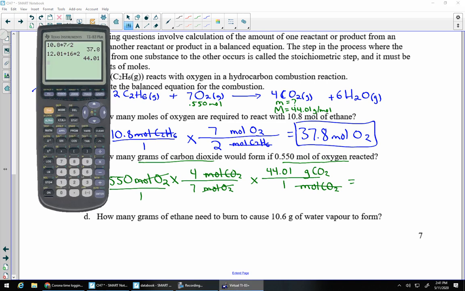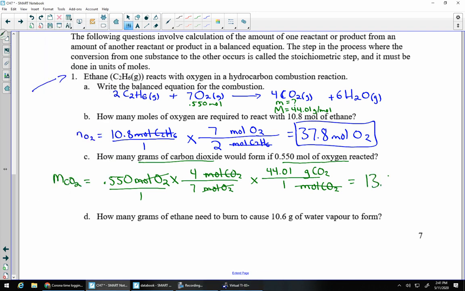So when I get out the calculator, I go 0.550. Let me clear it first, so it's the only thing up there, 0.550. I didn't even really need the 0, but that's okay. Times 4, divided by 7, and then times 44.01. I could do divided by 1, but that doesn't really change anything. So I hit enter, and this should be 13.8 grams of carbon dioxide. Awesome, nice.